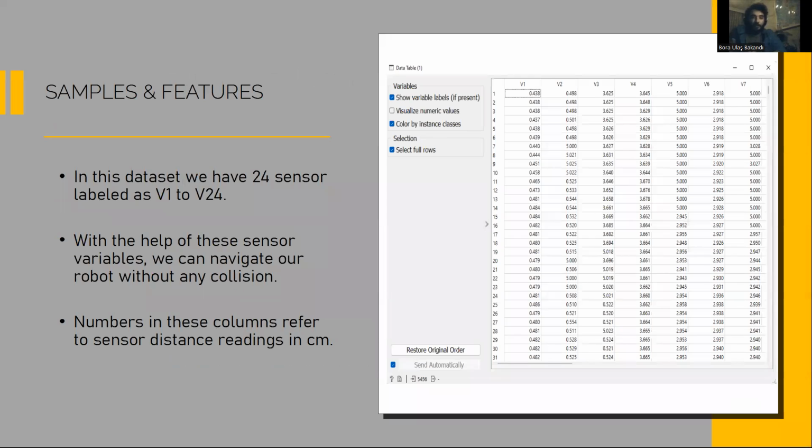So in this dataset, we have 24 columns that refer to these ultrasonic sensors and their distance readings. The sensors are labeled V1 to V24. With the help of these sensor readings, we can help the robot navigate an environment without colliding with any obstacles or obstructions. Of course, these numbers in these columns refer to the sensor distance readings in centimeters.